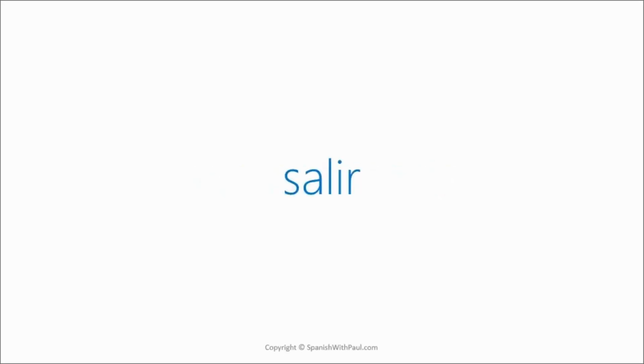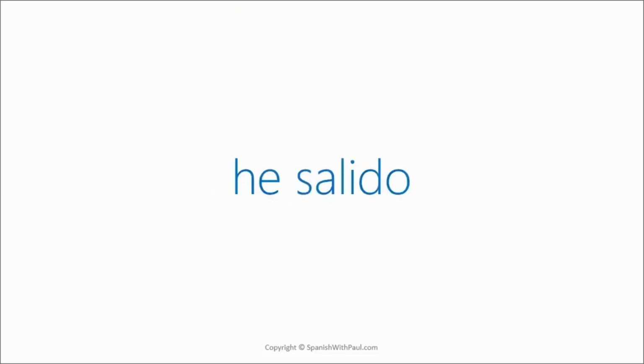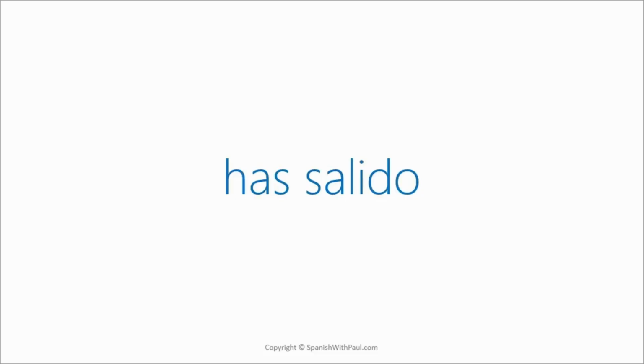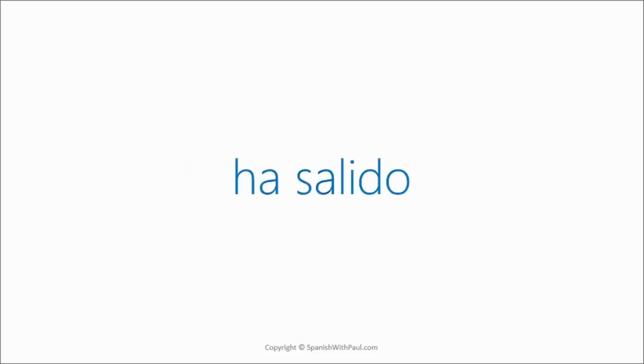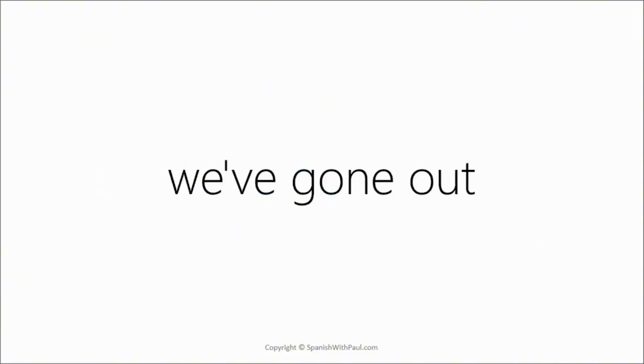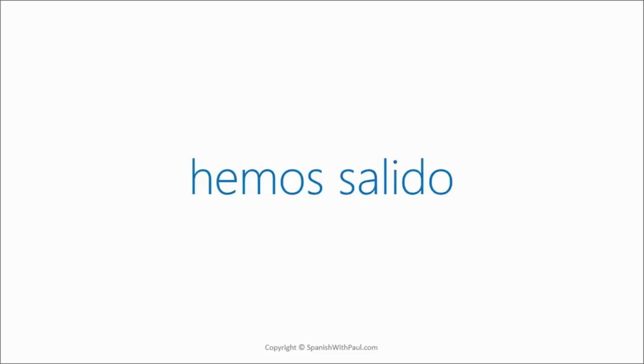Let's take another verb, salir. What does that go to? Salido. So if we wanted to say, I've gone out, how would you say that? He salido. You've gone out. Has salido. He, she, or it has gone out. Ha salido. We've gone out. Hemos salido. They've gone out.